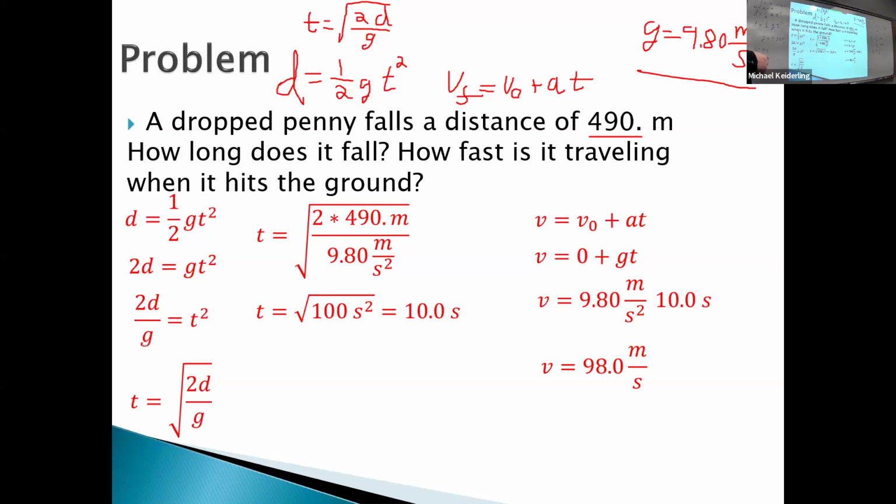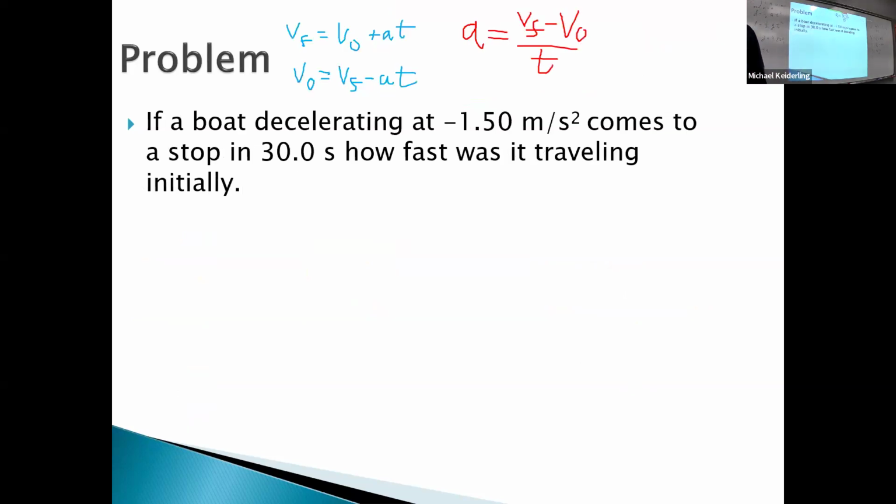So this will take 10 seconds to fall a distance of 490 meters, and it will be traveling at 98 meters per second. Now, in reality, a penny would slow down from air resistance well before that, but this is if it was like in a vacuum or something.